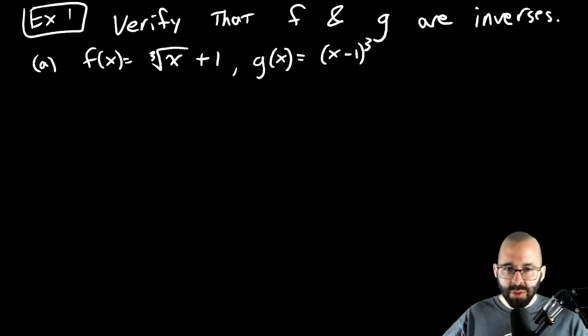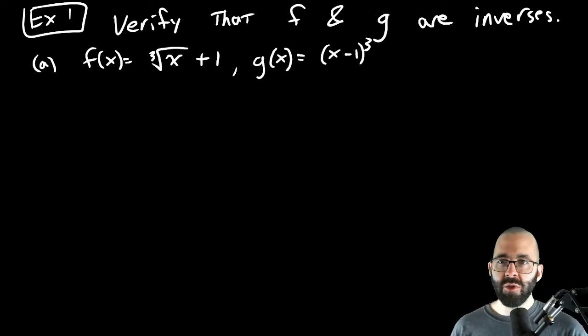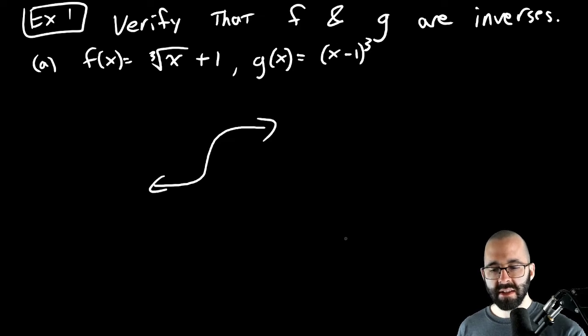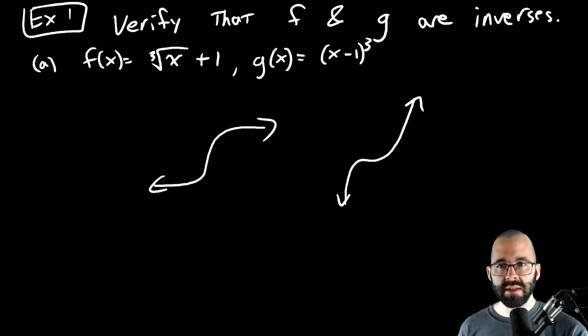Let's tie multiple topics together. Before we even start this question, let's think about function transformations. These are both toolkit functions. The cubed root of x looks like this. X cubed looks like this. This is a plus 1 on the outside. That's a vertical shift up 1. This is minus 1 on the inside. That's a horizontal shift right 1.